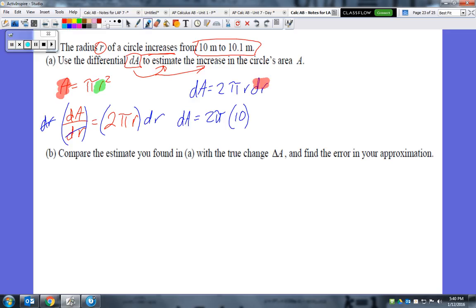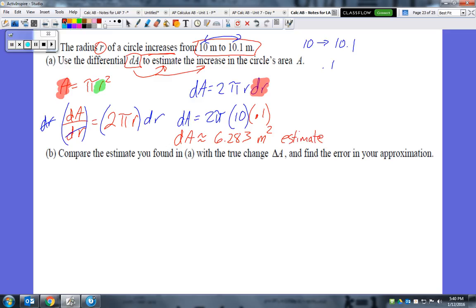Well, what is that differential piece? What was that small, subtle change? Well, it's basically the error. It's the change in that r. So if I changed from this to that, the change was a positive 0.1. So it would be a positive 0.1 that would be multiplied in the place of dr. Multiplying this out with the calculator, I'd get approximately, rounded to 3 decimal places, 6.283 meters squared.